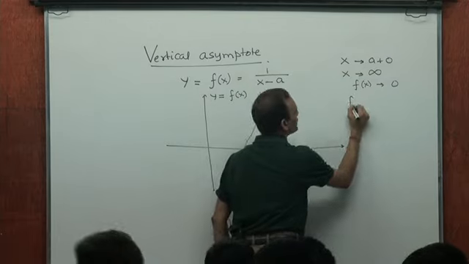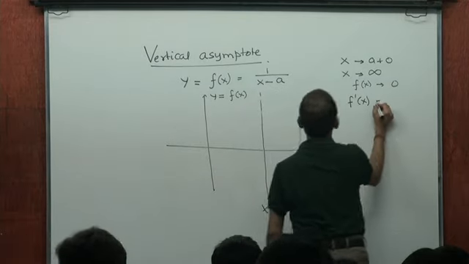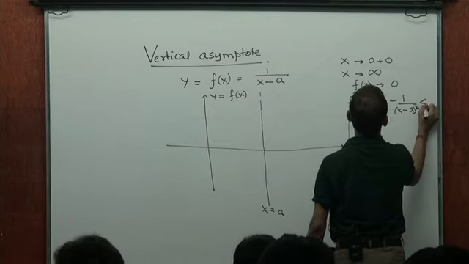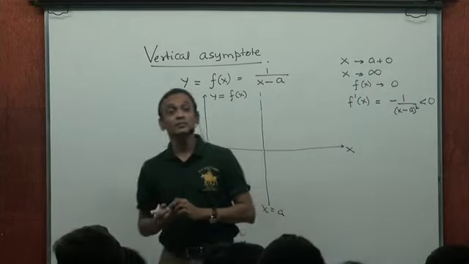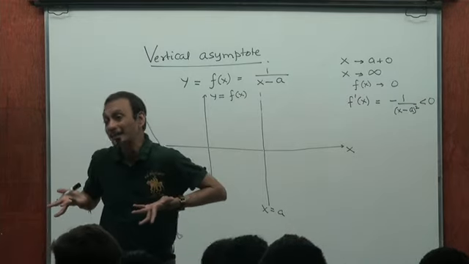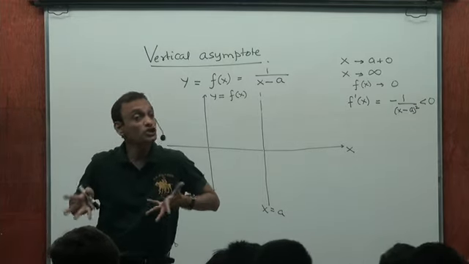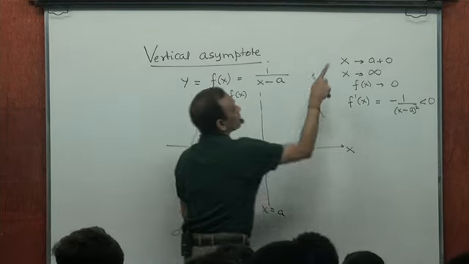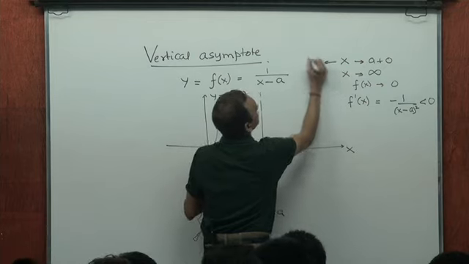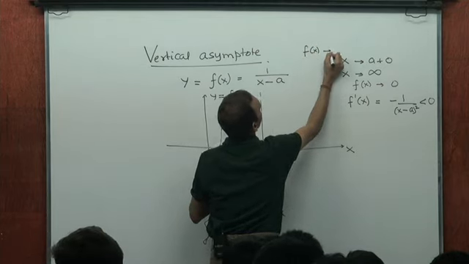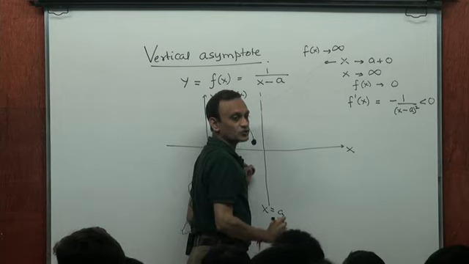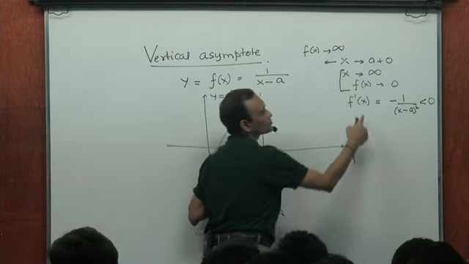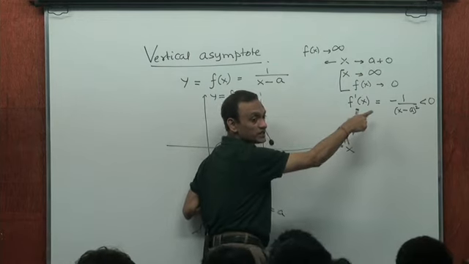And if you look at f dash x, what is f dash x? It is minus 1 by (x minus a) whole square, which is less than 0 for all x, meaning f(x) is monotonically decreasing. There is no stationary point. So now, as x tends to a from the greater than a side, f(x) tends to infinity. As x tends to infinity, f(x) tends to 0, and the function is continuously decreasing.